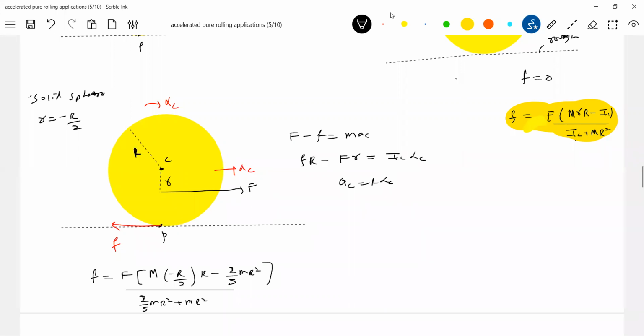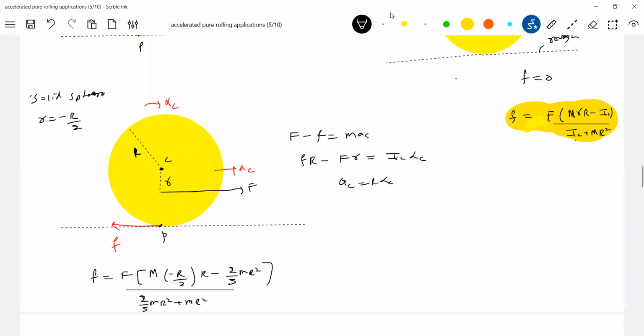You assumed it towards left. So therefore, if you get positive, what you assumed is right. If you assume it towards the other side, solve it, you'll get negative. But it should be backward here, because for pure rolling, the net torque should be clockwise. So the friction must act backward here.